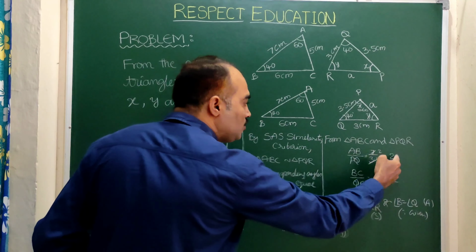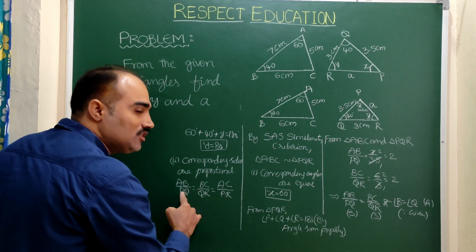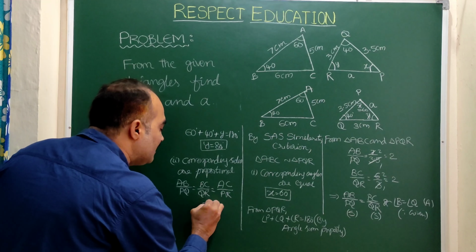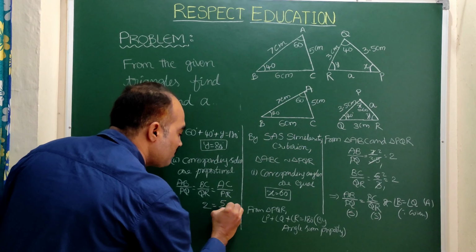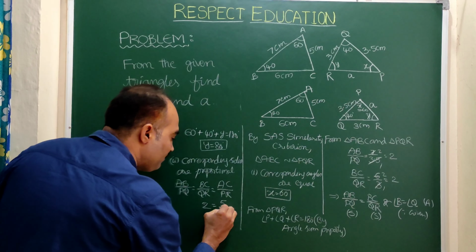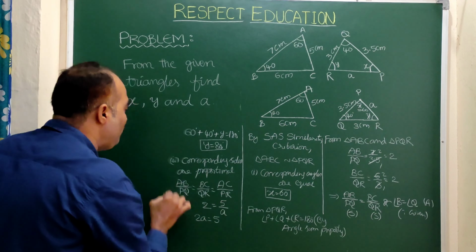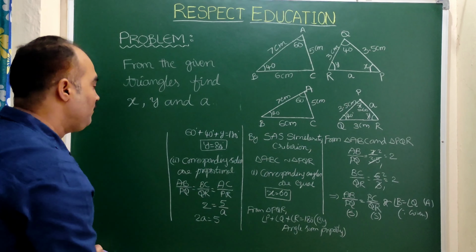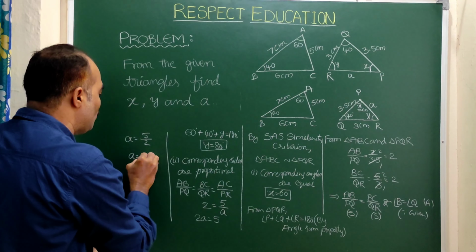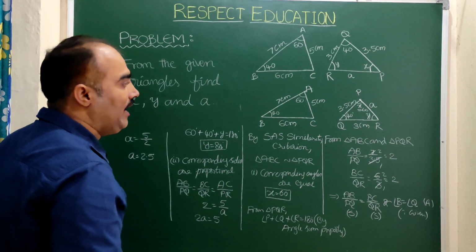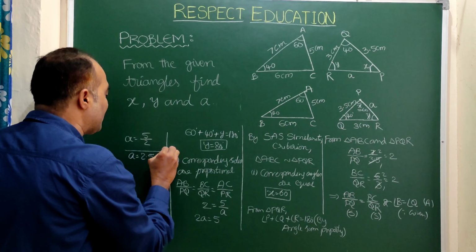Already we have found the ratios. AB by PQ is 2, BC by QR is also 2. So in place of these two values, at least one value we can take, which I am taking as 2. Here AC is 5 by PR is a. On cross multiplication, 2a is equal to 5. When 2a is 5, then a is equal to 5 by 2. Therefore a is equal to 2.5. As corresponding sides are in centimeter, it is 2.5 centimeter.